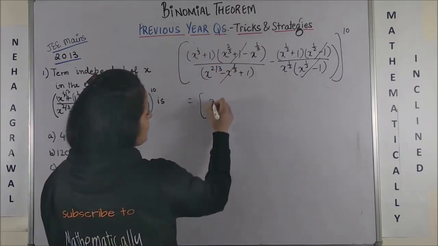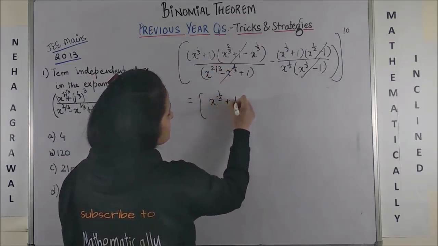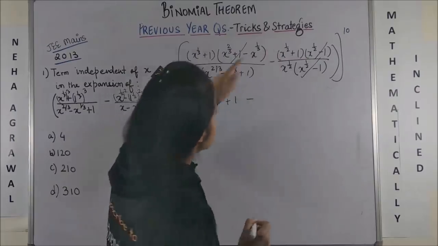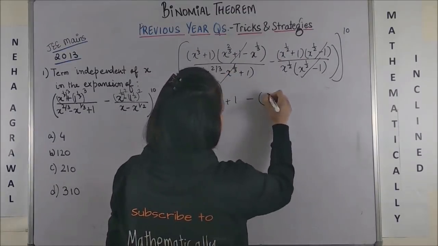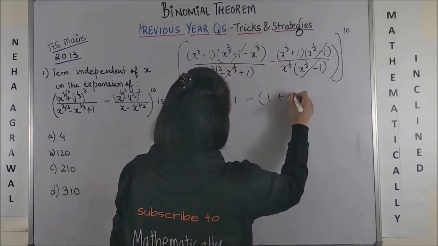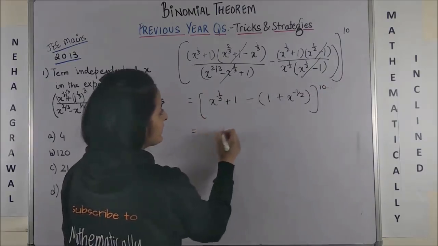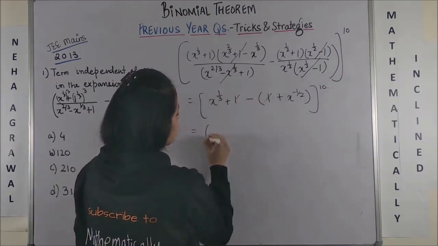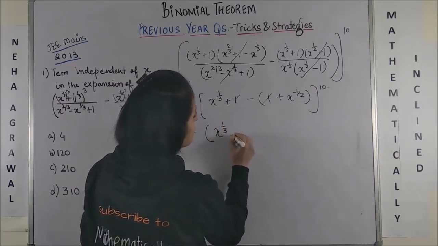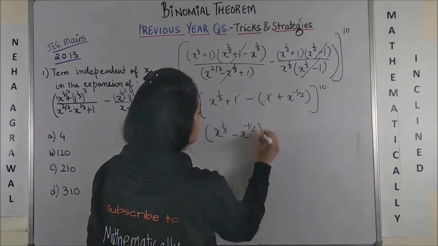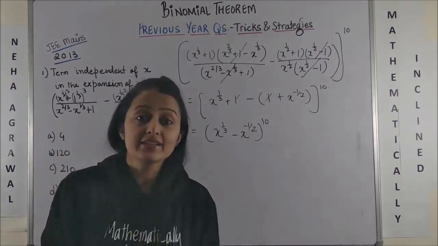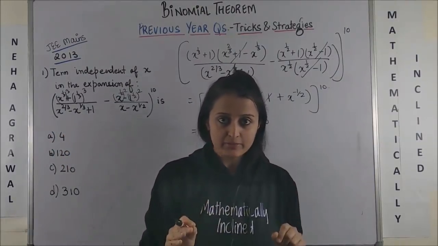So this is x raised to power 1 by 3 plus 1 minus, now if I separate these out, this is going to be 1 plus x raised to power minus half. On further simplifying, these get cancelled and this is x raised to power 1 by 3 minus x raised to power minus half, raised to power 10. That's it. We just wanted to simplify till this portion.